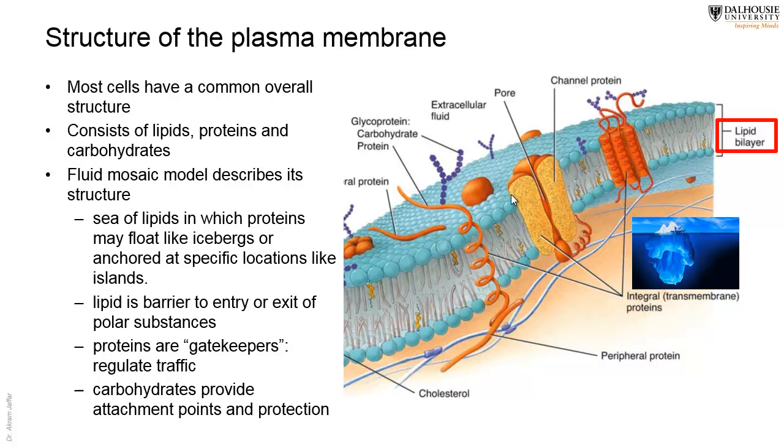Okay? So there is a sea of lipids. Proteins are floating. Some of them are floating like icebergs. Some of them are anchored in place like islands. And these proteins, as we will see in a moment, are very important. One of their functions is that they act as gatekeepers. They allow the passage of substances that are not allowed to pass through the lipid bilayer.